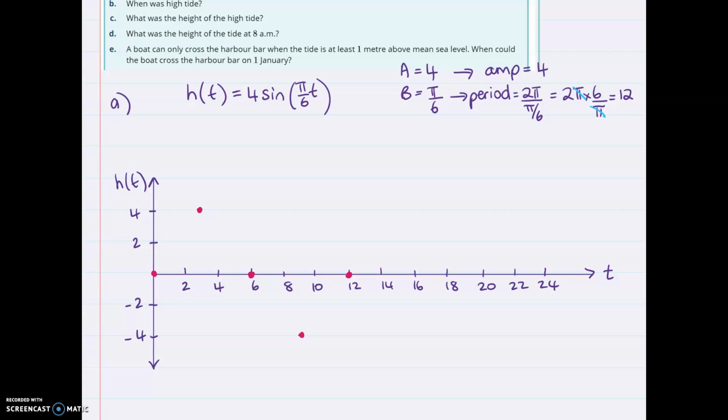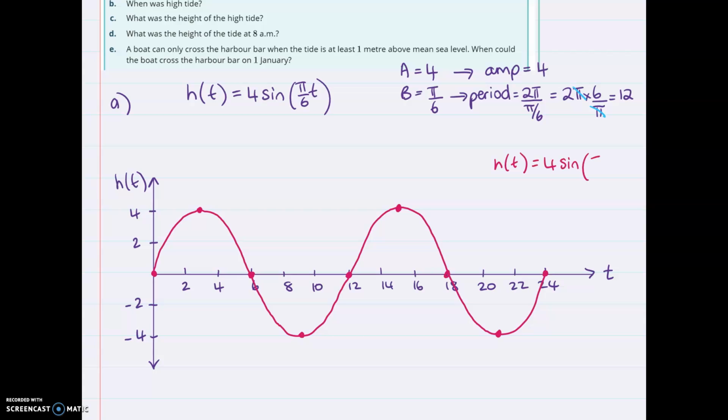I'm doing this to 24 hours because that's what the question said. So by 24 it's back to 0, halfway, which is the 18, it'll be at 0, and then I can halve it again. At 15 hours it'll be at a max, and at 21 hours, halfway between 20 and 22, at a min. So let's put the curve through. And that's our graph of h of t equals 4 sine pi on 6t. Okay, so that's all they want in part A.